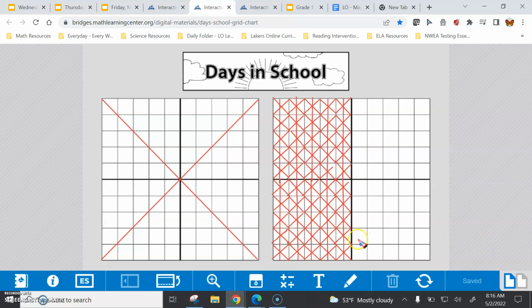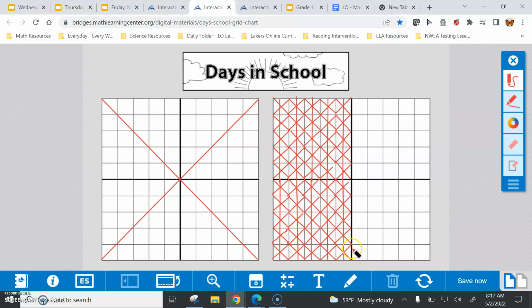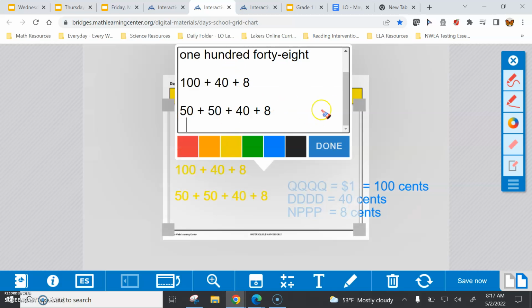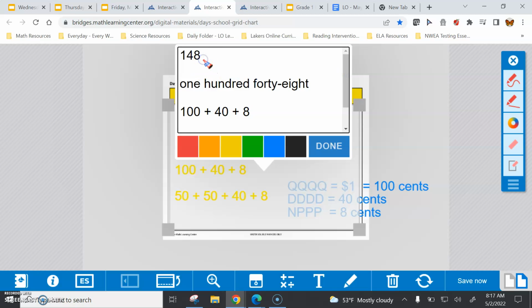We made it to the 150th day. We are now going to add another day to our chart, which will now make 151 days in school. 151. Ooh. We need to change this information. We didn't change this here. Oh. So this is now 151.